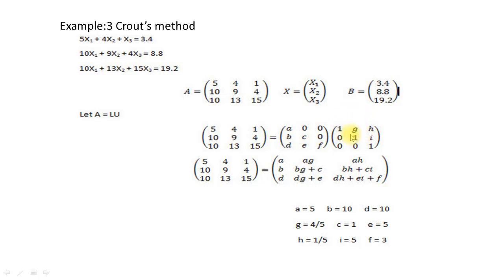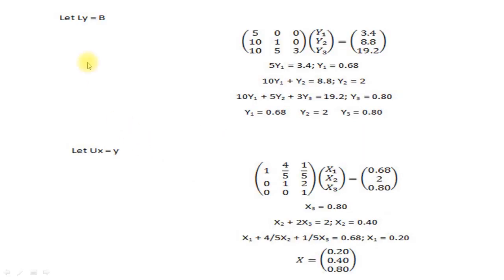upper triangular matrix. Now in the next step, using the lower triangular matrix and matrix B, find the column matrix Y. This is the lower triangular matrix, this is the column matrix Y, and this is the matrix B. Now from the forward substitution, we obtain 5y1 is equal to 3.4. Dividing 3.4 by 5, we obtain y1 is equal to 0.68. Similarly, in the next equation, 10y1 plus y2 is equal to 8.8. Putting the value of y1, and after simplification, we obtain y2 is equal to 2.